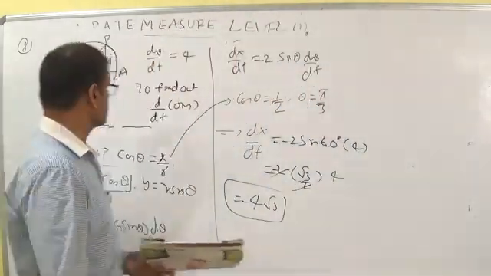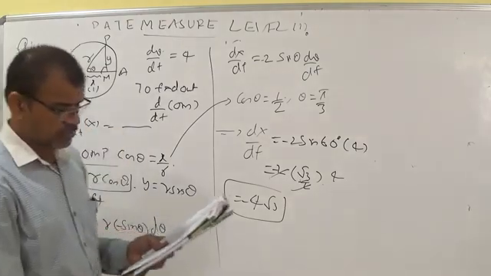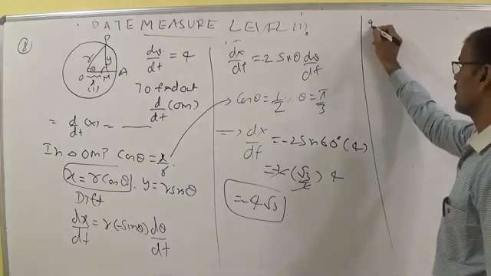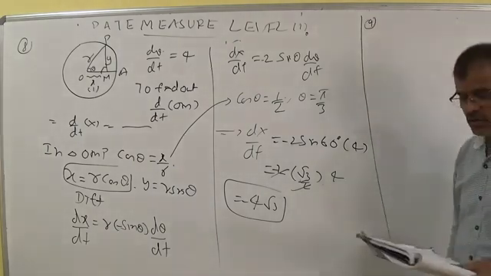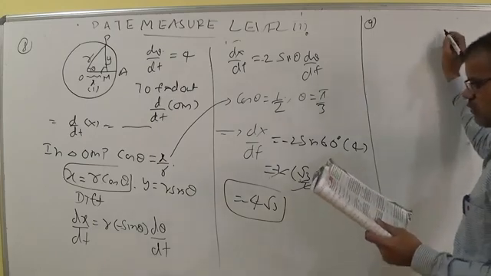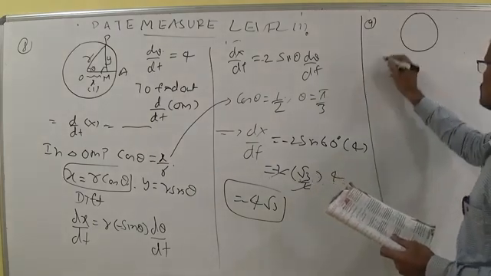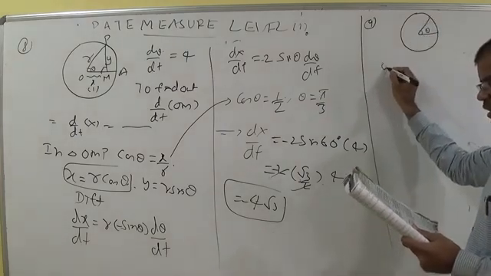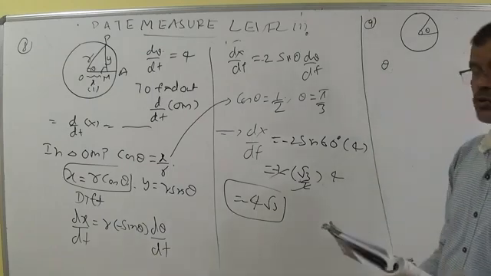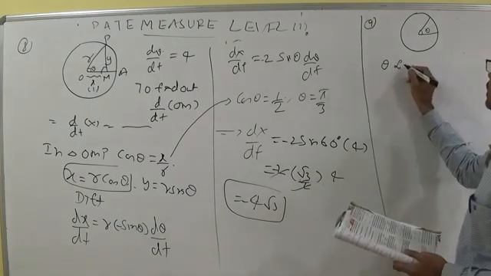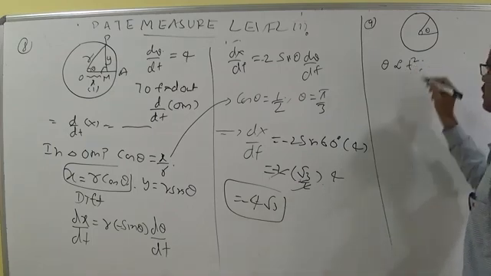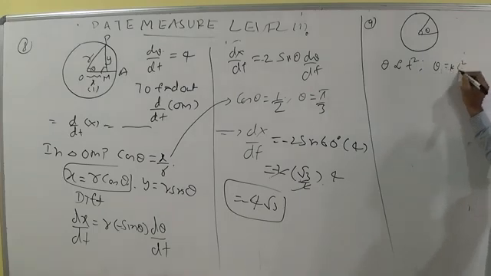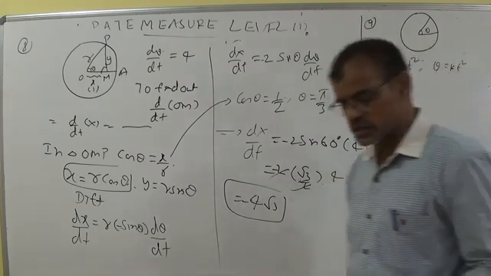Now let us discuss the ninth question. Eighth one completed, ninth question. A wheel rotates, again this is angular rotation, circular motion concept. A wheel rotates so that the angle of rotation theta is proportional to the square of the time. Theta is directly proportional to t square. Whenever proportionality exists, a proportionality constant exists. Theta is equal to k t square.